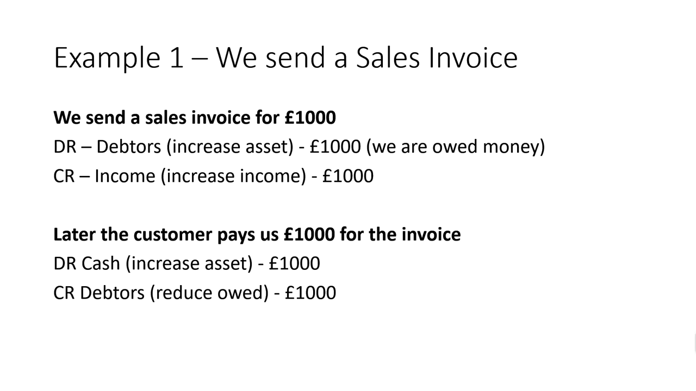Example 1, we send a sales invoice. So we send a sales invoice for £1,000, we debit our debtors, we increase an asset, and then we credit our income. Later, a customer pays us £1,000 for the invoice, and therefore we have to debit cash, increase an asset, but then decrease debtors and reduce that asset by the same amount.